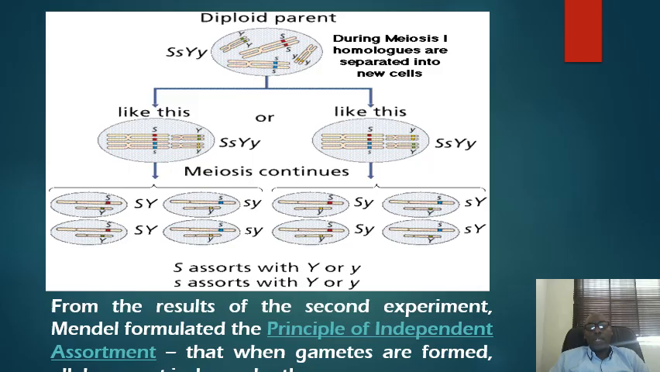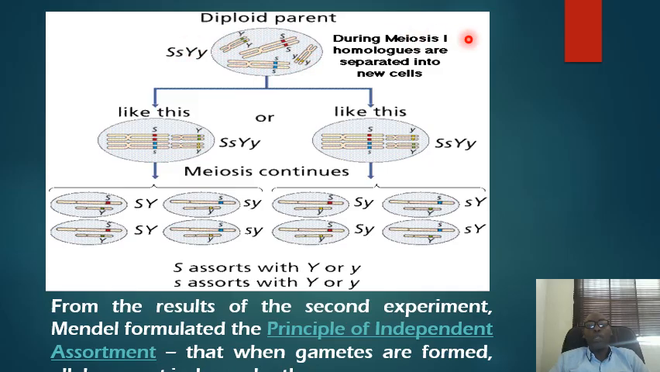If you take a good look at the diagram here, we have the diploid parent, and this is the genotype. It is smooth and yellow, because capital S stands for smooth and capital Y stands for yellow, and they are both dominant over small s, which is wrinkled, and small y, which is green. And you have the chromosomes containing these different alleles.